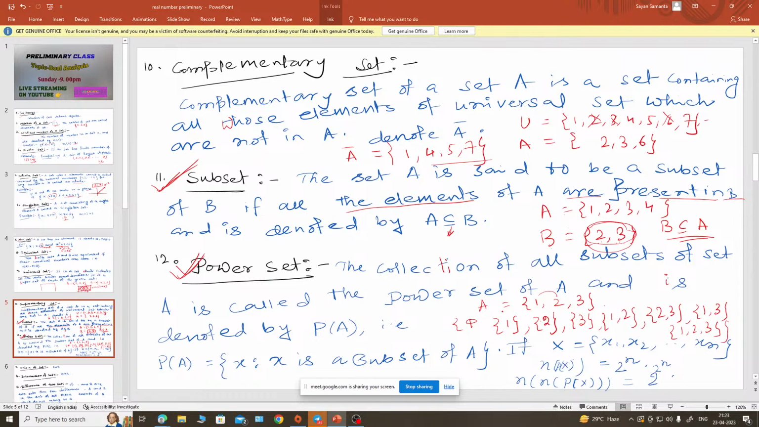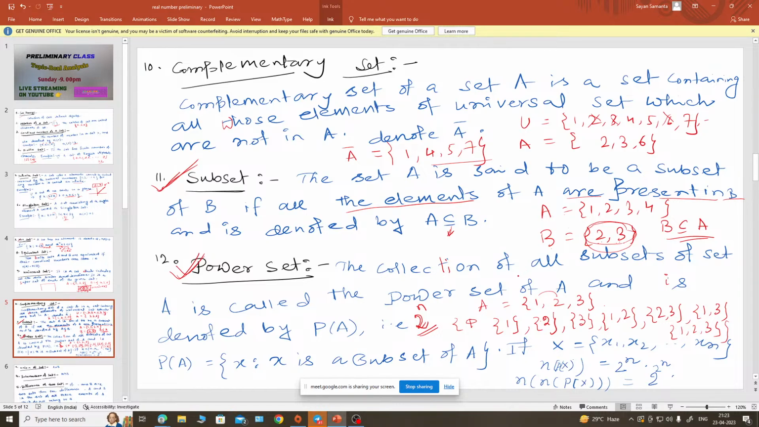So what is the number of subsets? 1, 2, 3, 4, 5, 6, 7, 8. If we consider 3 elements in set A, then the number of elements of the power set is 8. So obviously we see that it is 2 to the power n. So there are 2 to the power n members in a power set. Is it clear to everyone?